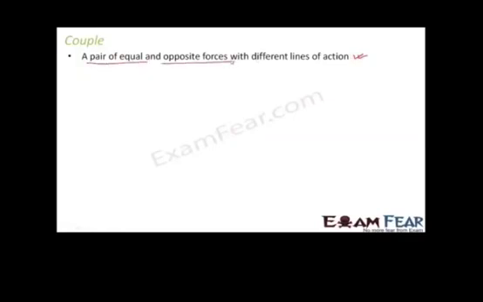So, a pair of equal and opposite forces with different lines of action. As a result, there is rotation without translation. That is, if one object is having equal and opposite forces and the net force is 0, what is the result? It is rotation without translation.